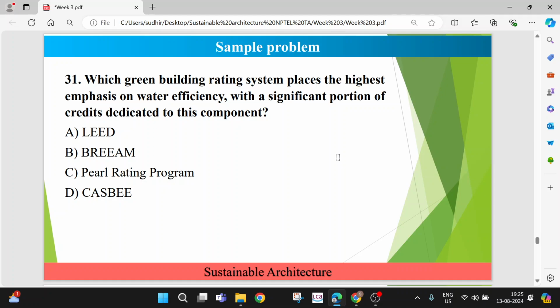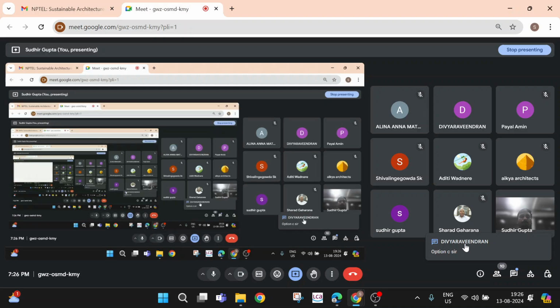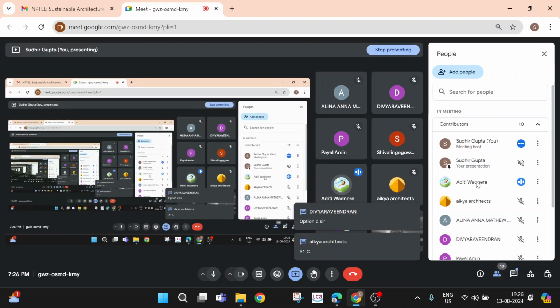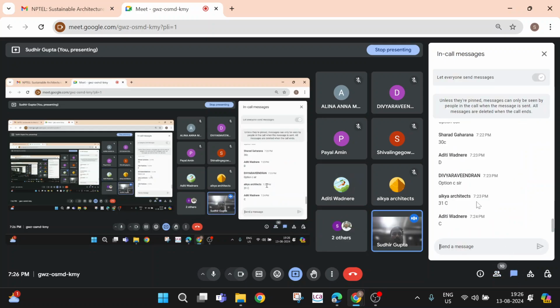Which building rating system places the highest emphasis on water efficiency, with a significant portion of credit dedicated to this component? Option D is not the right answer. Option C, Pearl rating program. Everybody is fine with option C.